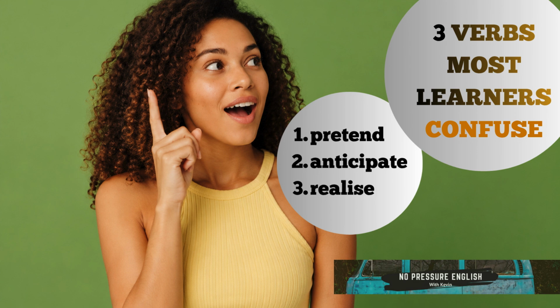So there we have it, guys. 3 verbs that may look familiar, especially if you speak a Romance language, but behave very differently in English. To pretend, to anticipate, and to realize. Once you understand these differences, you'll start noticing them everywhere, and it becomes much easier to choose the right word.